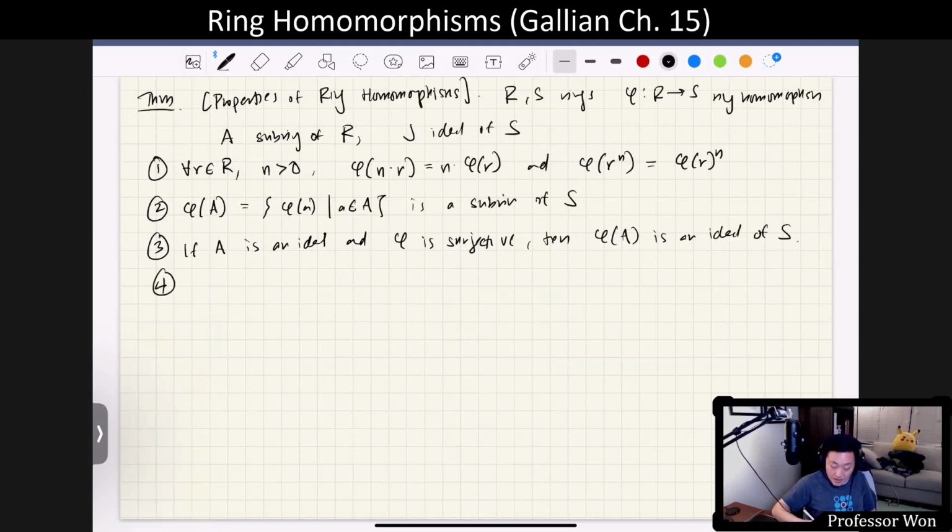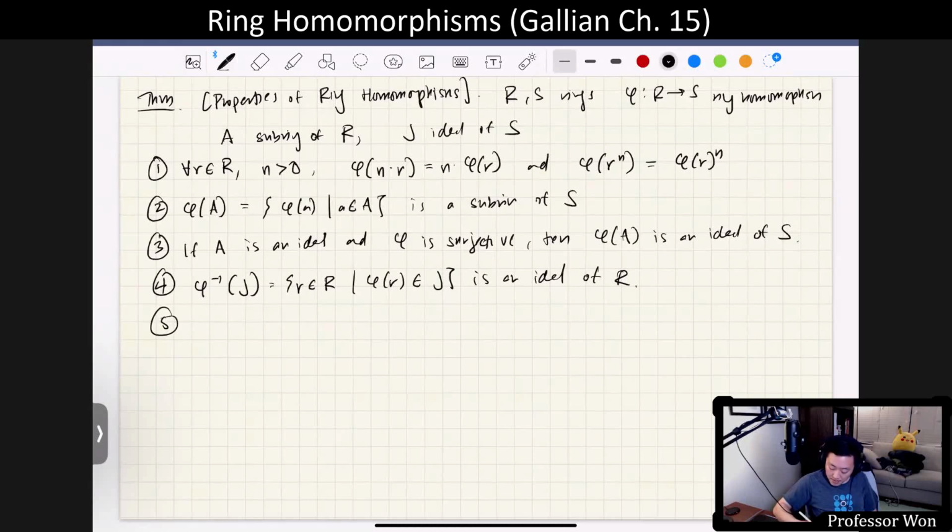Okay. 4. The pre-image of any ideal, remember that that's just the set theoretic pre-image, that's all of the r's in R whose images end up inside of J in S, is an ideal of R. Okay, so Gallian gets a little fancy. He says the pullback of an ideal in S is an ideal in R. That just means the pre-image of an ideal is an ideal.